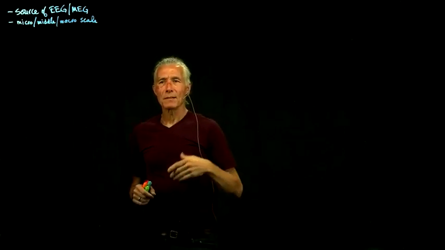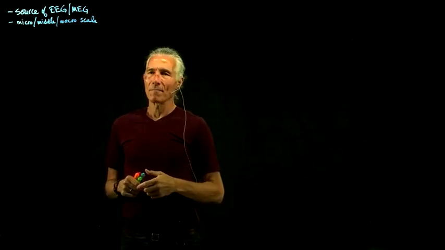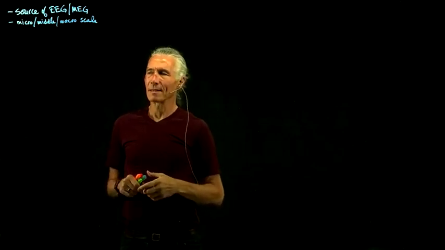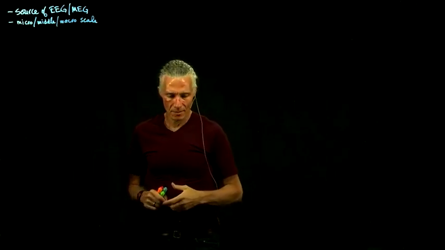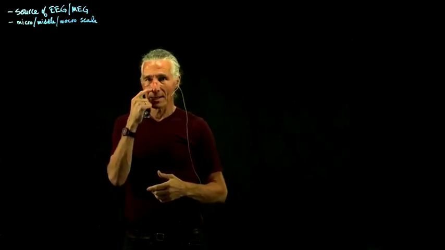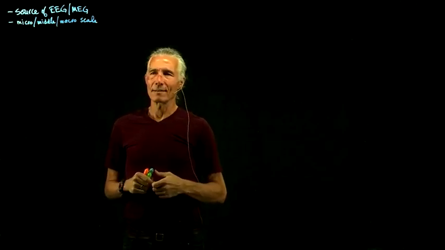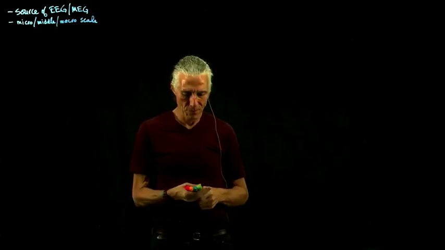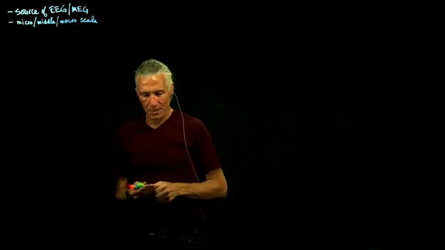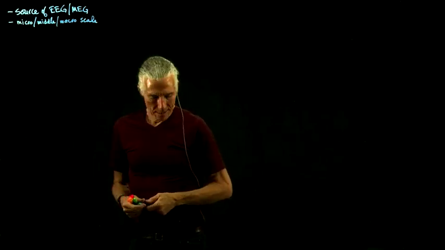Eventually, next week, we'll talk about how we can localize these signals, both the EEG and the MEG signals. But let's just start off with what actually causes them, and it's somewhat subtle. So let's first consider what's in the cortex.